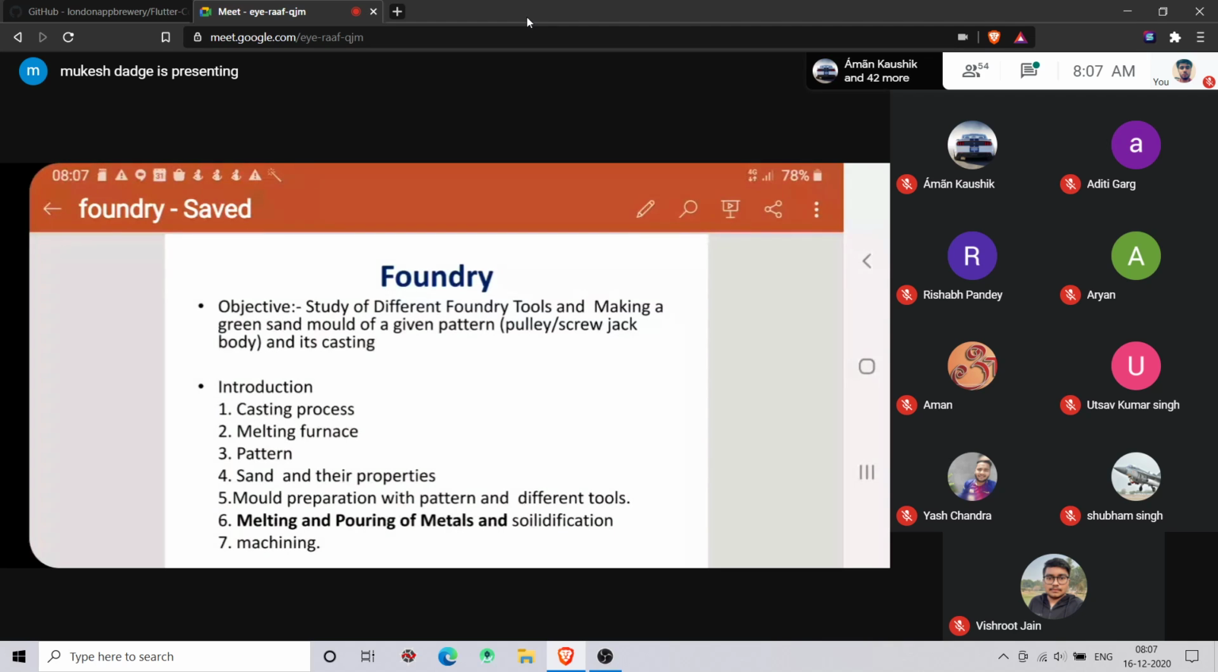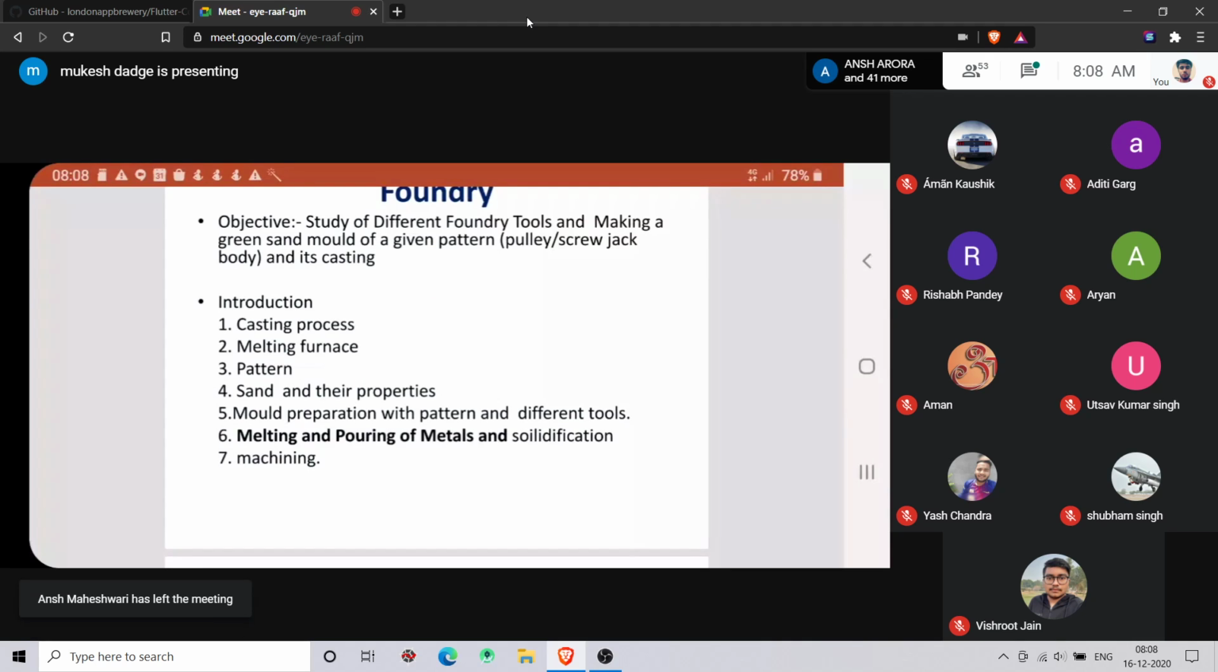After that, the introduction, which is a lengthier one, so you have to write this. In the introduction, we will see what the casting process is, and the melting furnace. There are many melting furnaces, but as far as your lab is concerned, we will see the induction furnace. The third one is the pattern: what a pattern is, the different types of patterns, and what allowances we have to add in the pattern. That we will see in the pattern section.